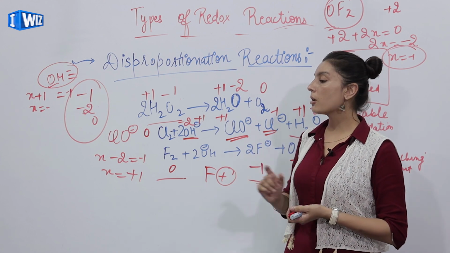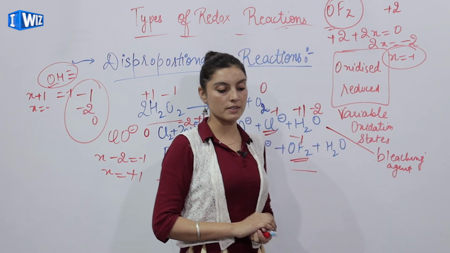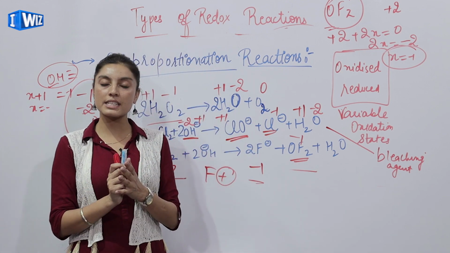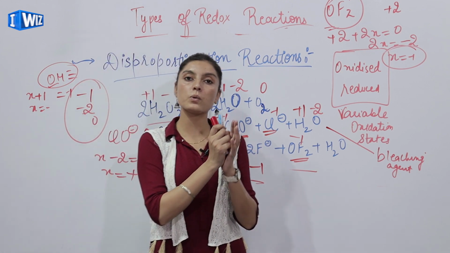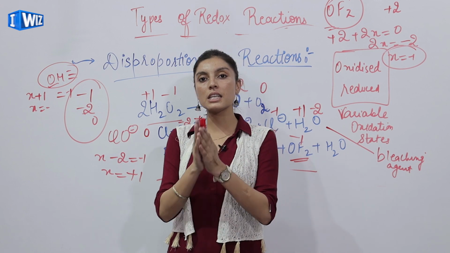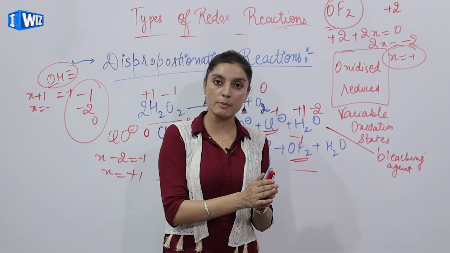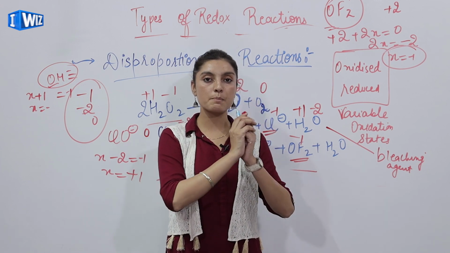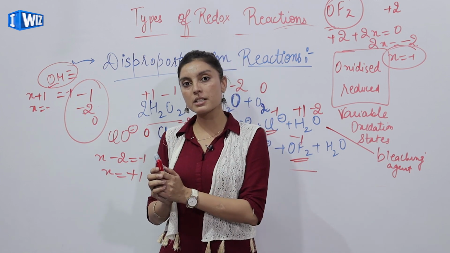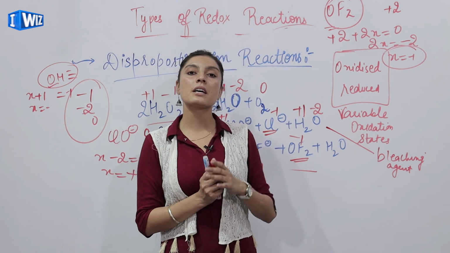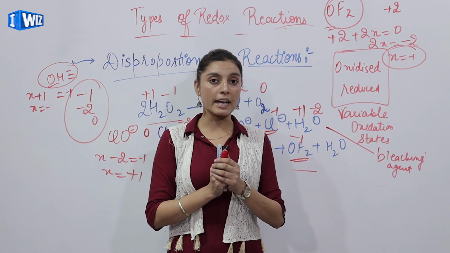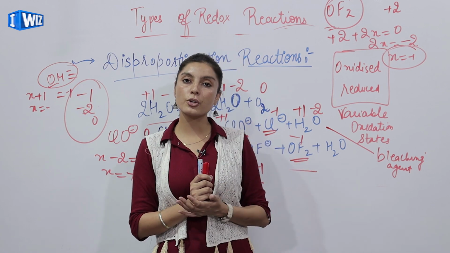So this was all about the disproportionation reactions. Here we have studied the 4 categories of reactions. The first was combination, second decomposition, third displacement, falling into 2 categories, metal displacement and non-metal displacement, and finally these disproportionation reactions. I hope these reactions are clear to you people.